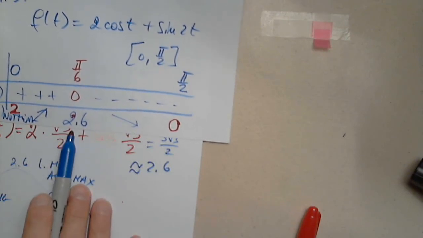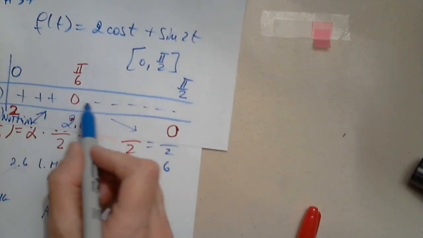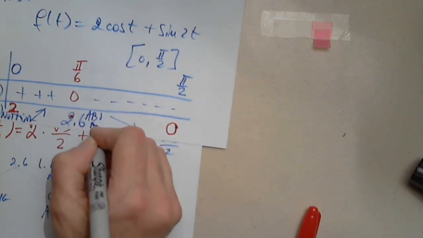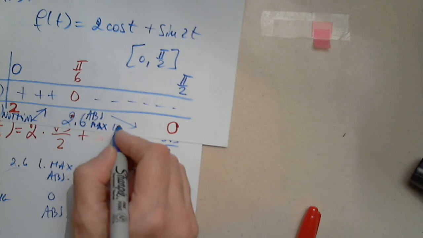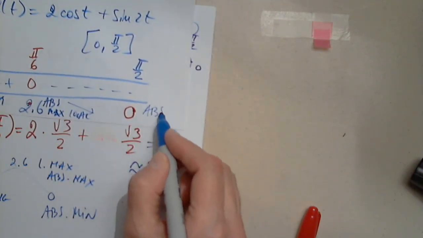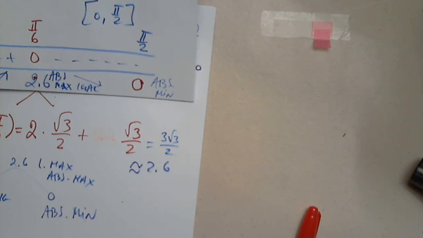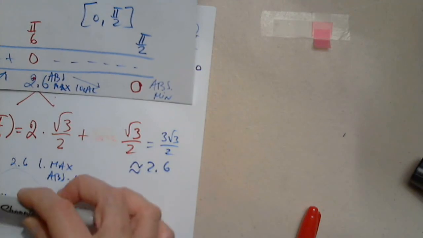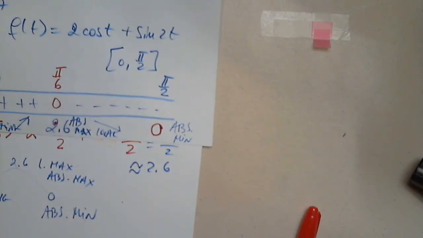This is an absolute and local max. Look at the sequence as well: increasing, decreasing. So absolute max and local. And this one is an absolute min. This one is nothing because it's at the endpoint of the interval. It cannot be local, and it's not an absolute max or min. There are points higher and there are points lower. So that's why 0 comma 2 is absolutely nothing.